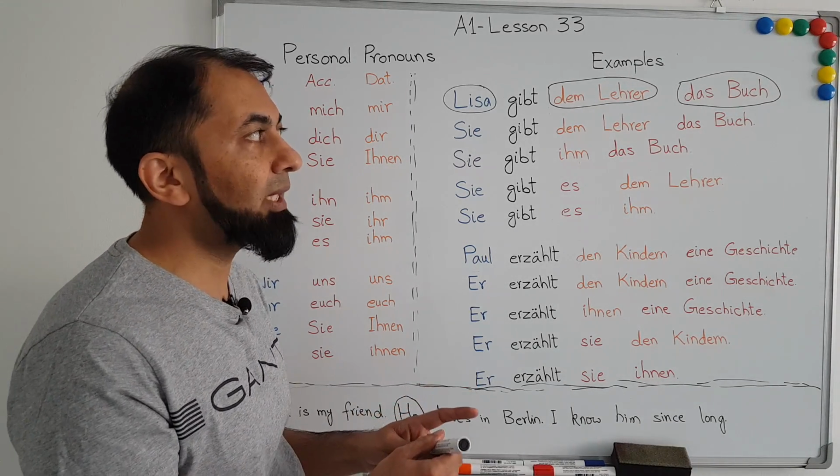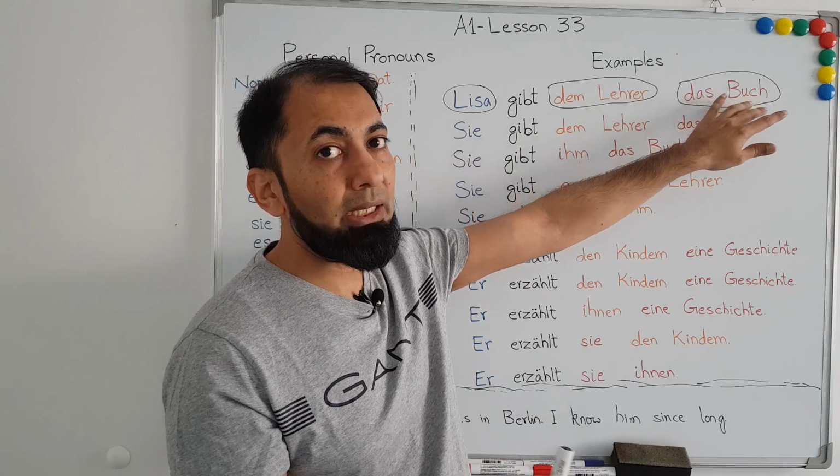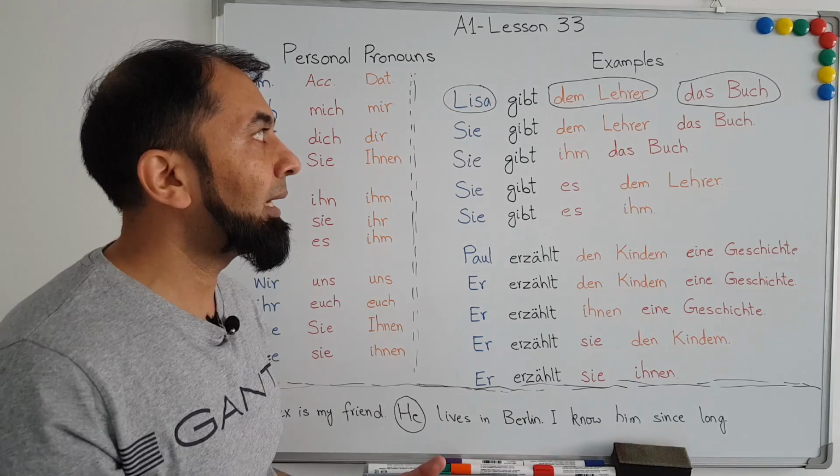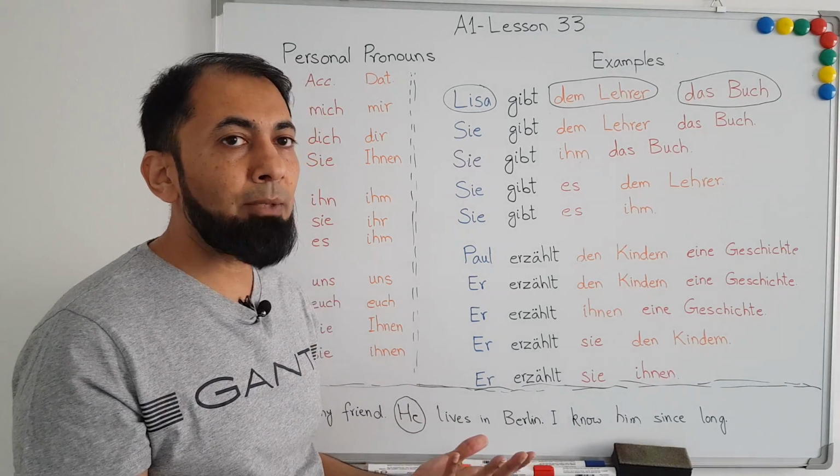Now who is receiving the action? The book is receiving the action because it is being given. Therefore book will be in the accusative case. And for whom is the action being performed?